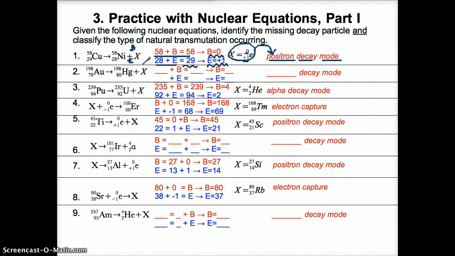All right, so use that same approach right here. I'm just going to tell you right now, as a hint, that B is the mass of X and E is the charge of X.